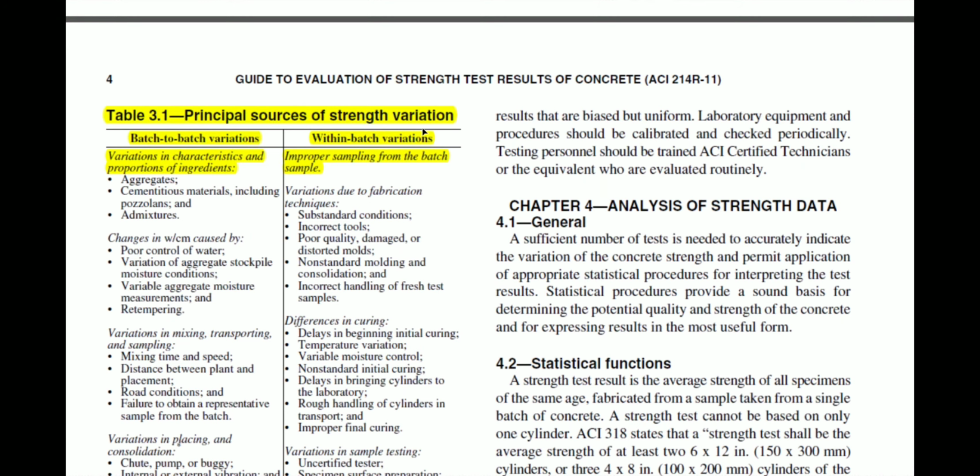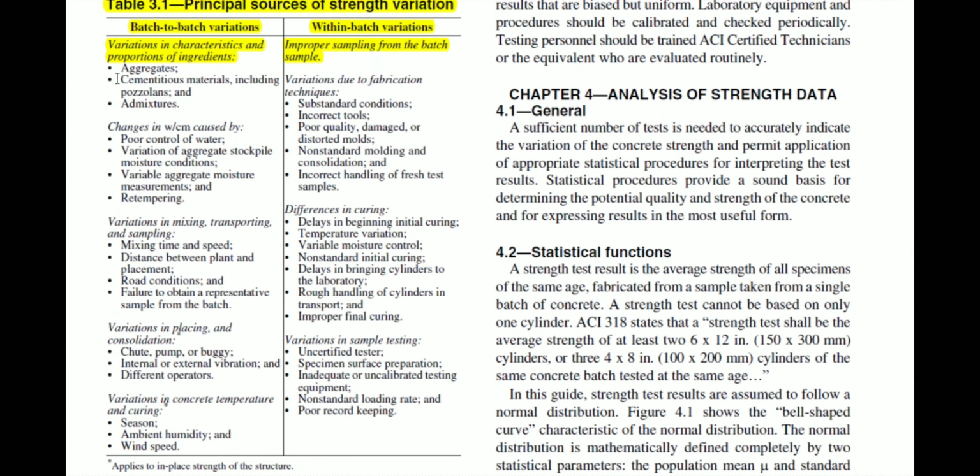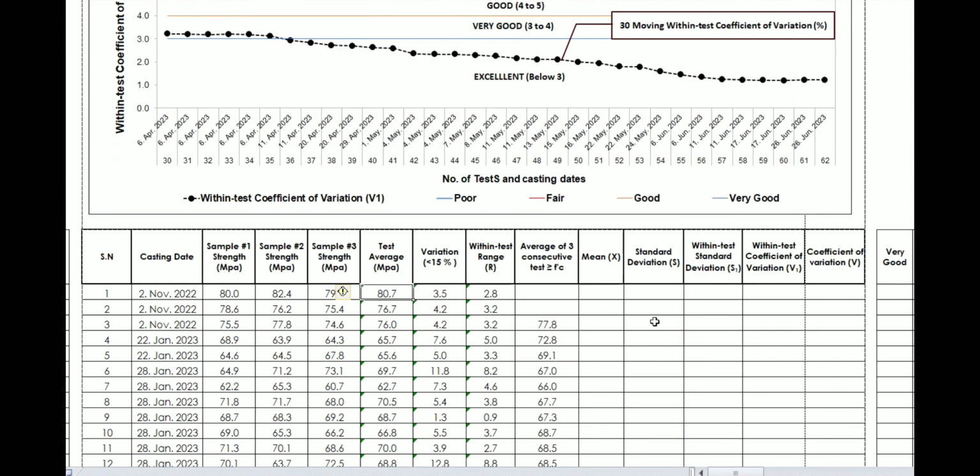I want to show you this table 3.1, which shows where the principal source of strength variation is coming from. This is a good table to show whenever you have a dispute or some technical query about the variability of your strength.